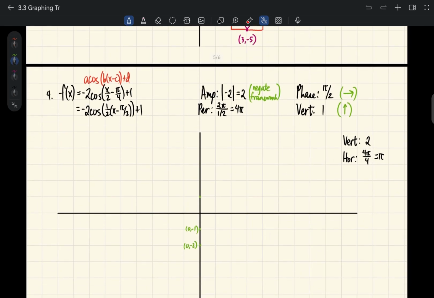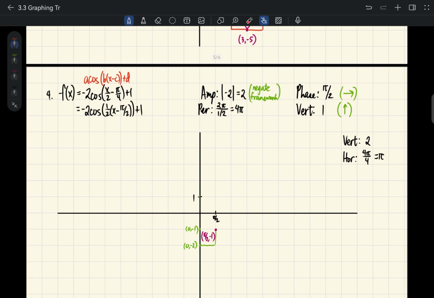So starting with (0, -2), we have to move pi over 2 units to the right and 1 unit upward. So for the sake of simplicity, I'll just make this pi over 2 and 1. So let's move pi over 2 units to the right and 1 unit up. This is our initial point, (pi over 2, -1). Then from here, let's draw the hat.